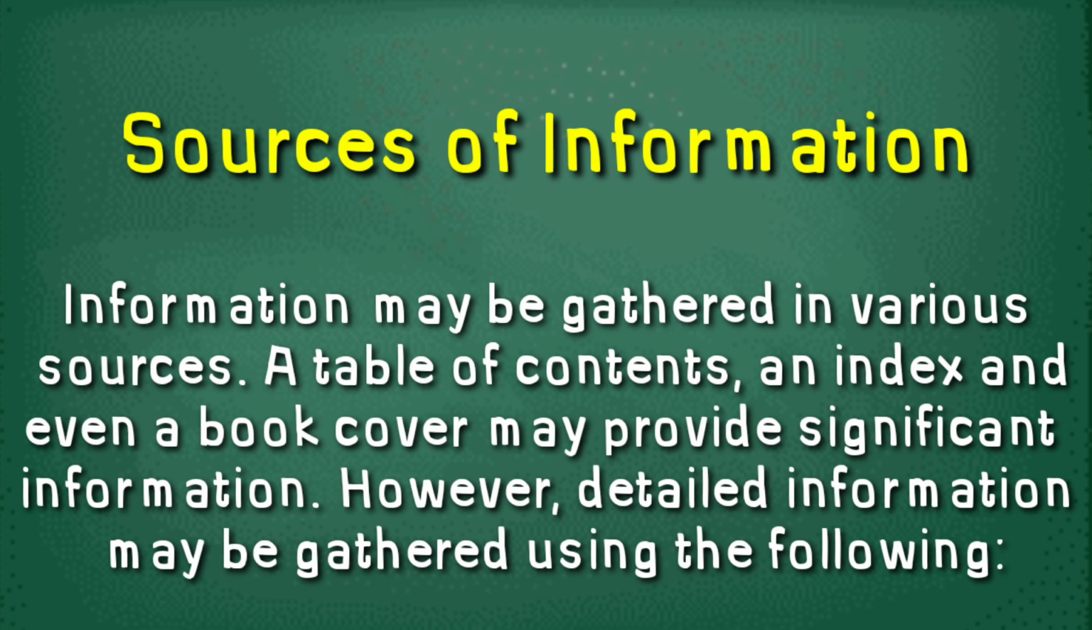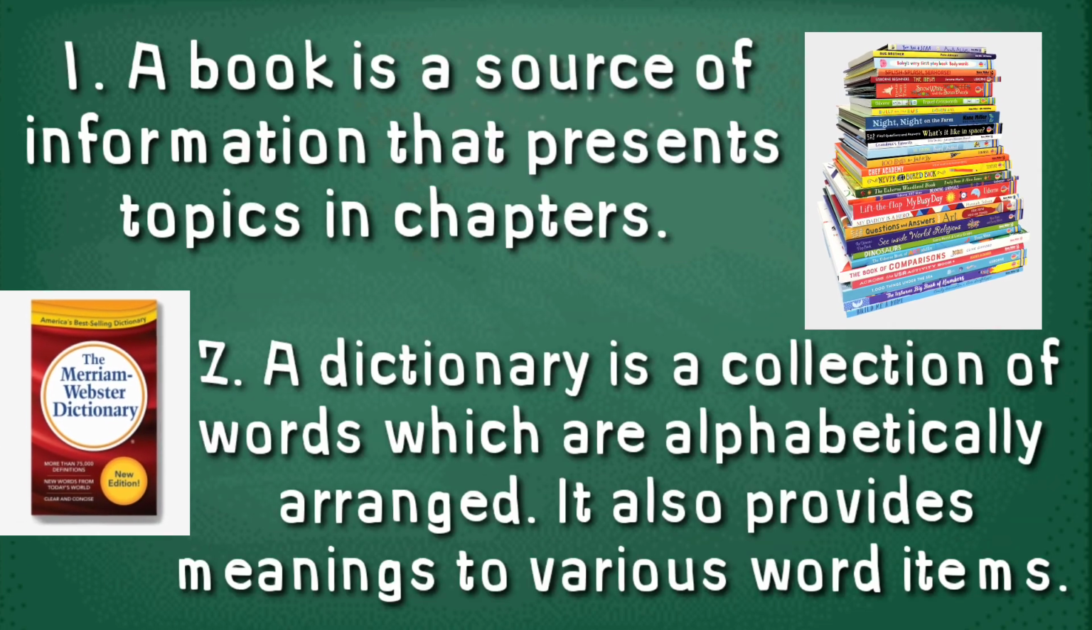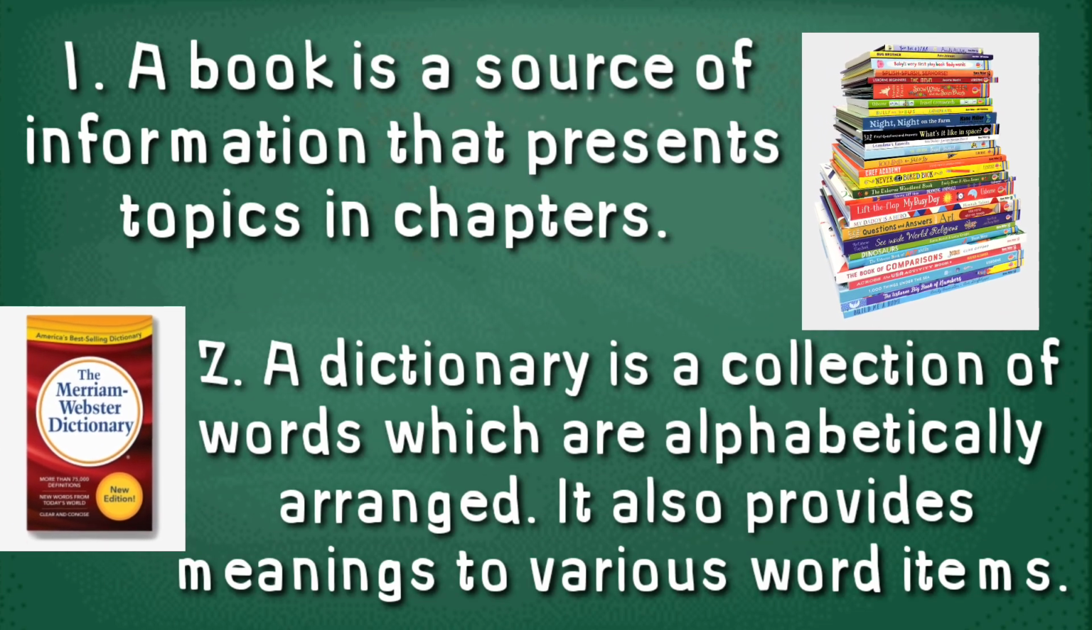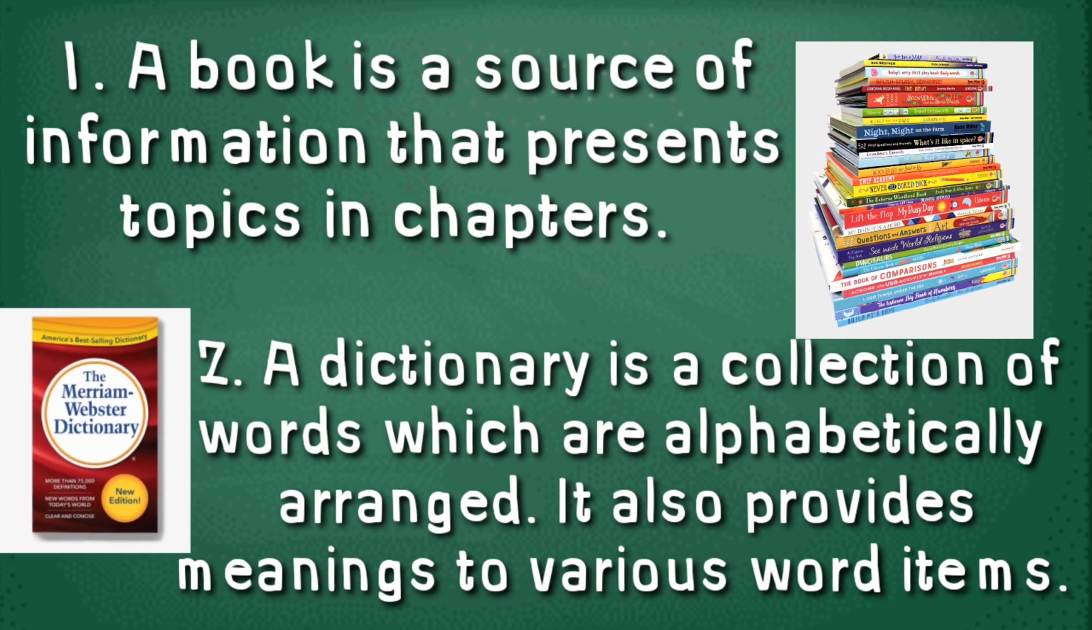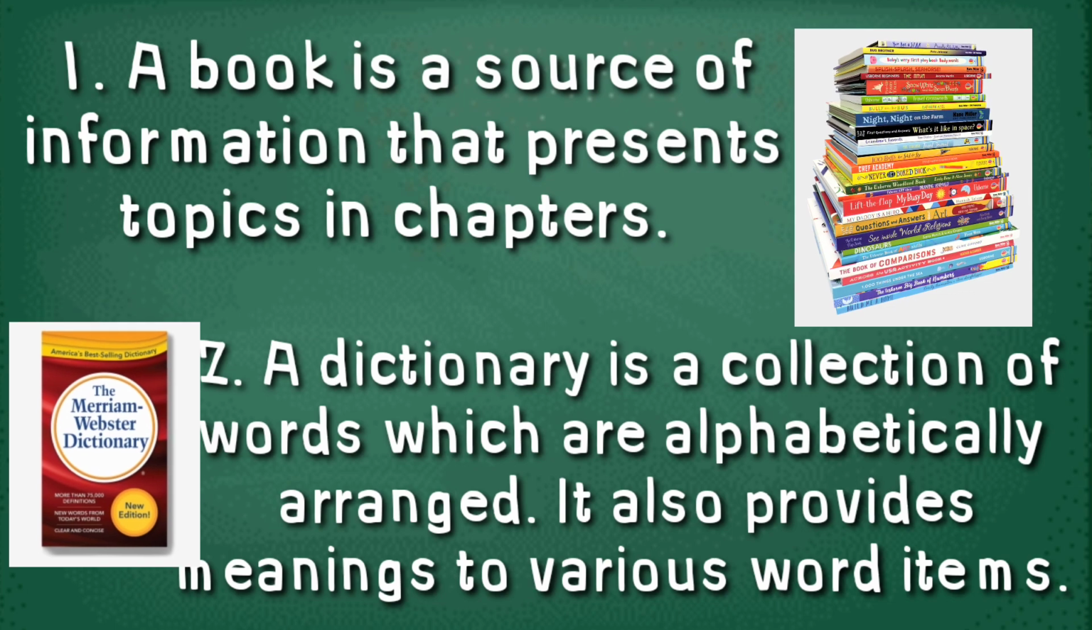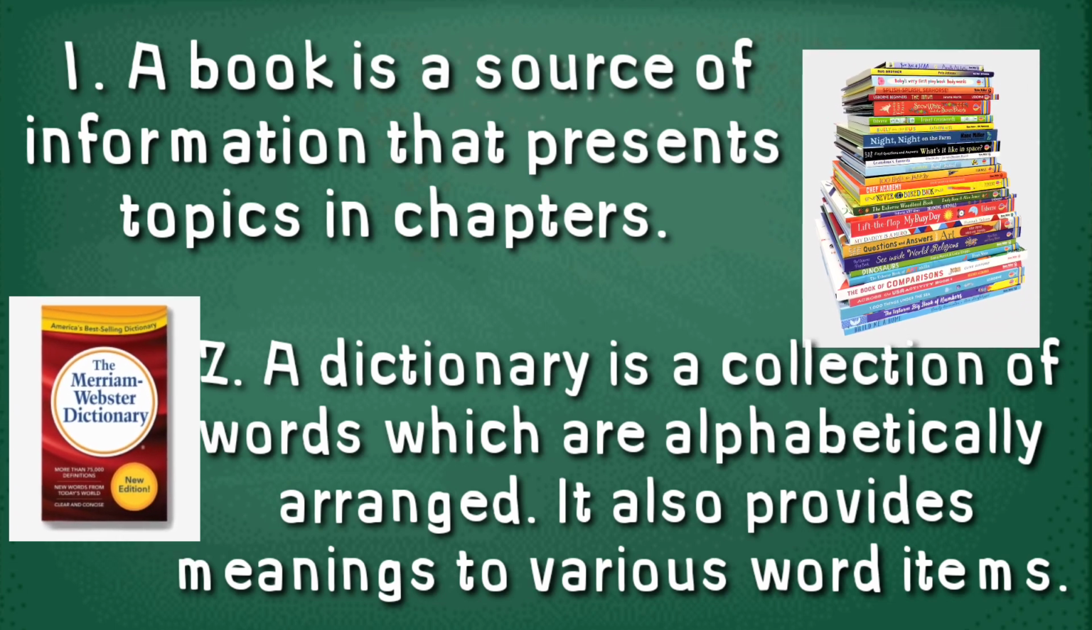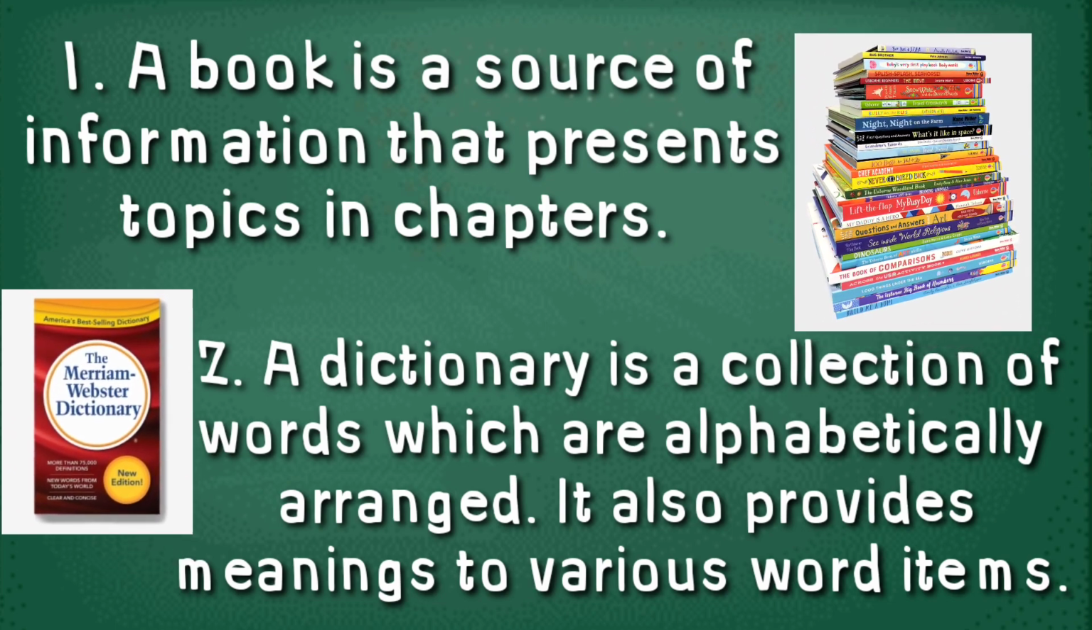Sources of information. Information may be gathered in various sources. A table of contents, an index, and even a book cover may provide significant information. However, detailed information may be gathered using the following. A book is a source of information that presents topics in chapters. A dictionary is a collection of words which are alphabetically arranged. It also provides meanings to various word items.